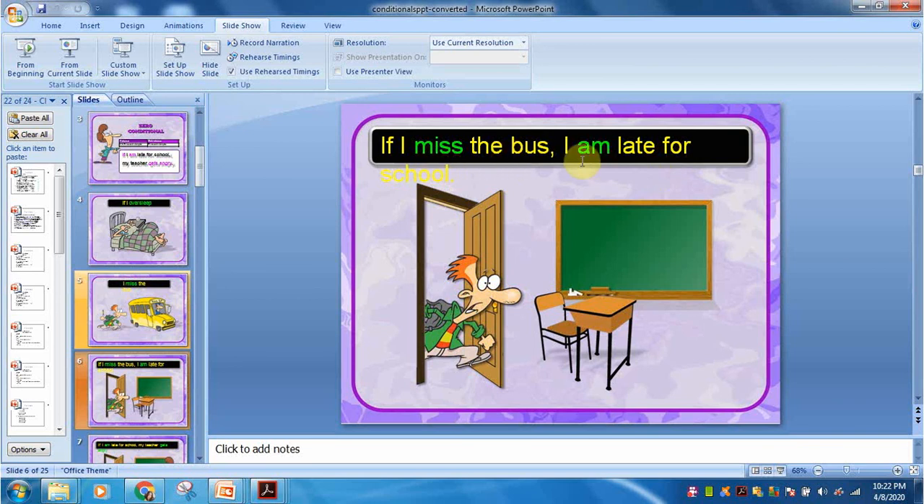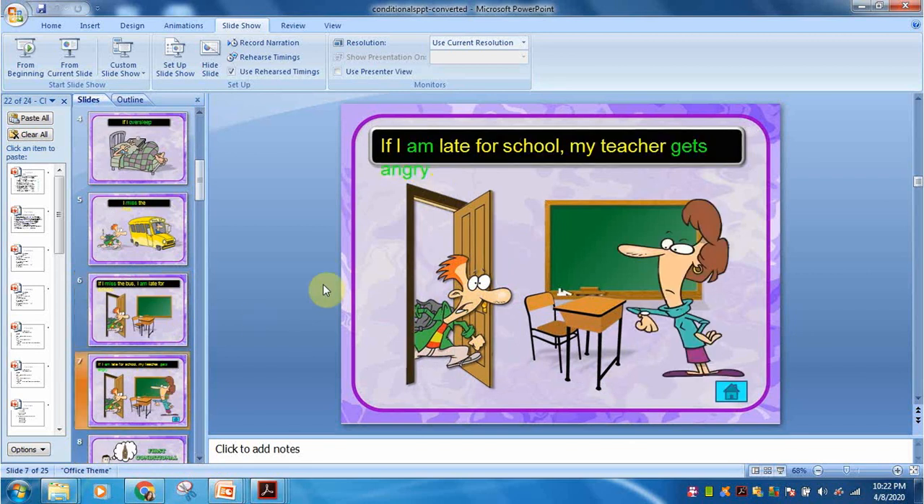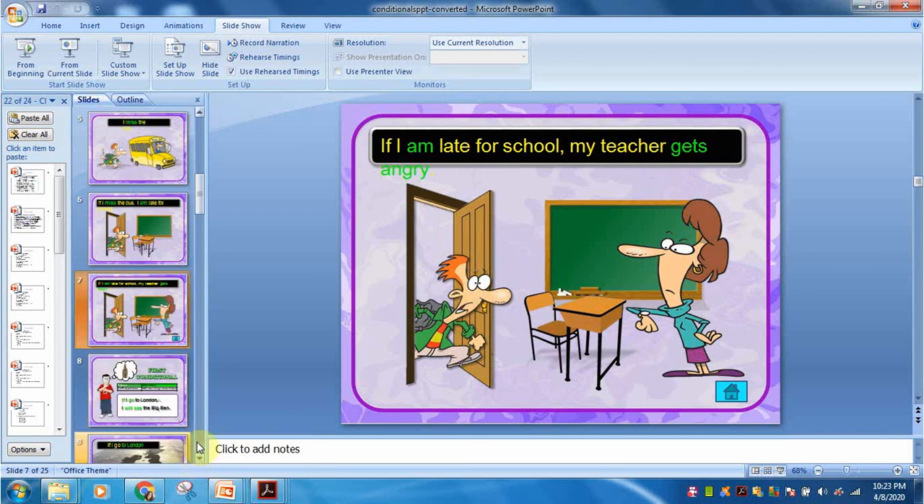The if clause is present simple, and this is also present simple. Correct? Shall we move ahead? If I am late for the school, my teacher gets angry. Again, if you look at the statement, both clauses are in present simple.